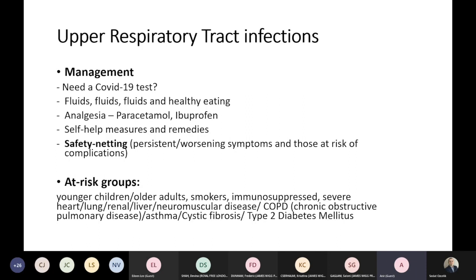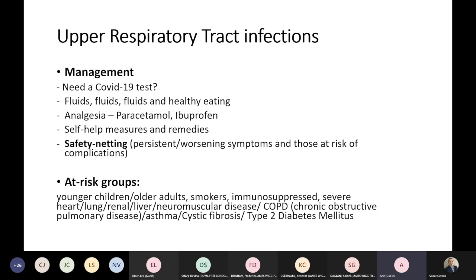But I think the most important thing to take away from common presentations that we might see in primary care, such as upper respiratory tract infections, is to make sure that we do appropriately safety net them, and we don't just fall into the trap of dismissing it as a simple cough or a cold, thinking about the fact that it can progress into a pneumonia, it can progress into other things, and appropriately safety net patients. It's also important to think about those who are at risk.